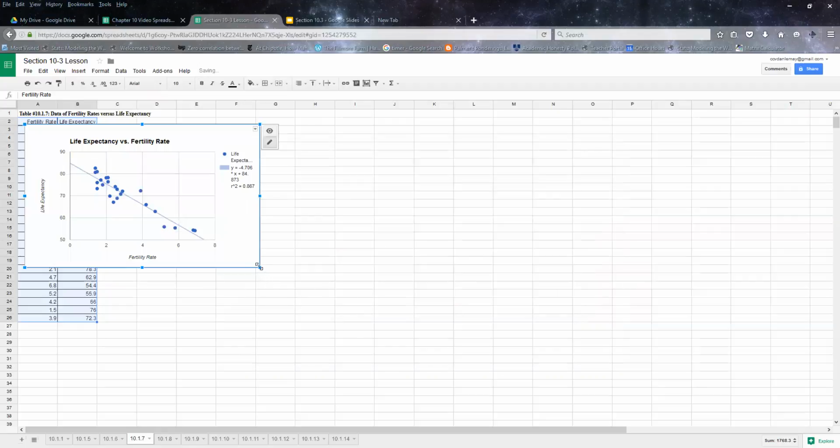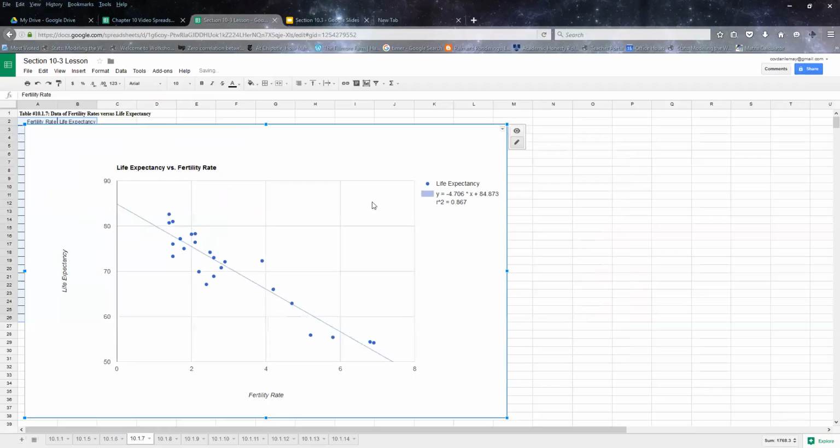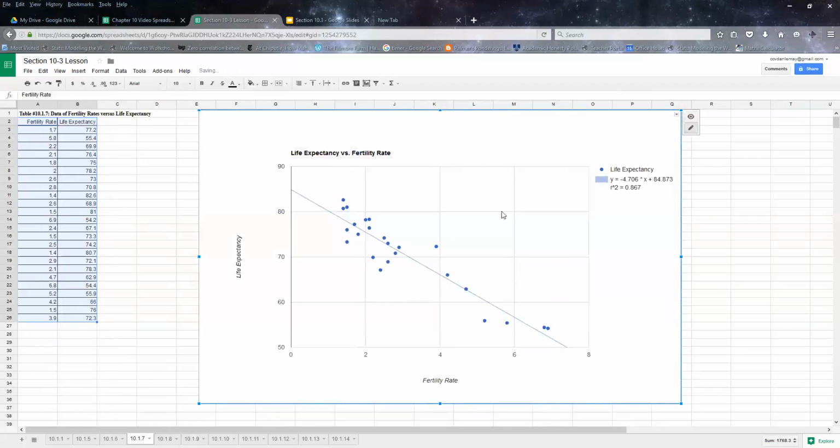So here's the scatter plot for this data. I'm seeing a negative association between fertility rate and life expectancy. Notice I didn't use the word correlation. It's moderately strong. It's fairly linear, I think. Got some points here that are kind of influencing the whole mix.